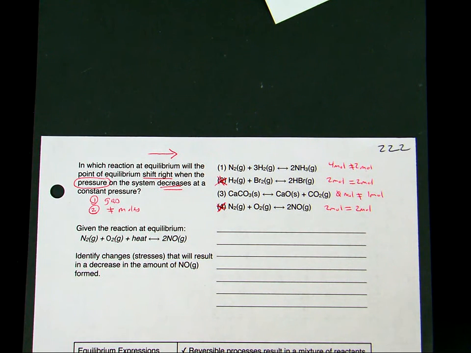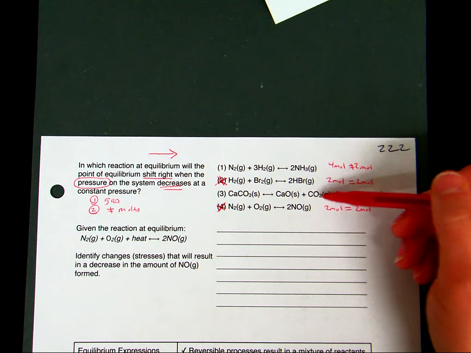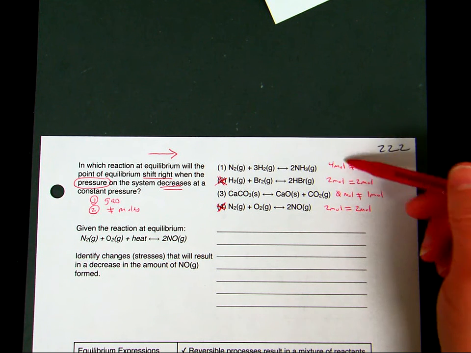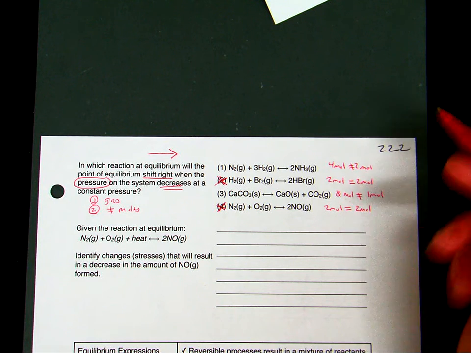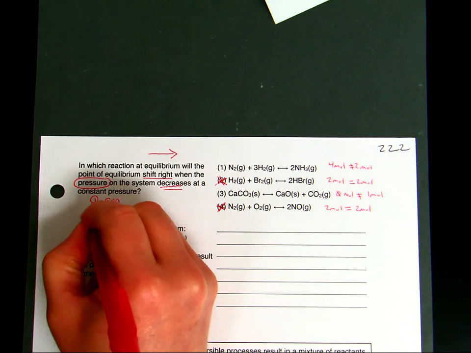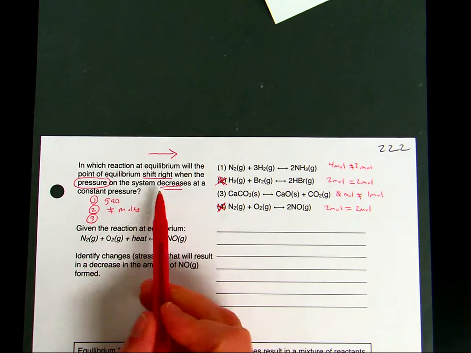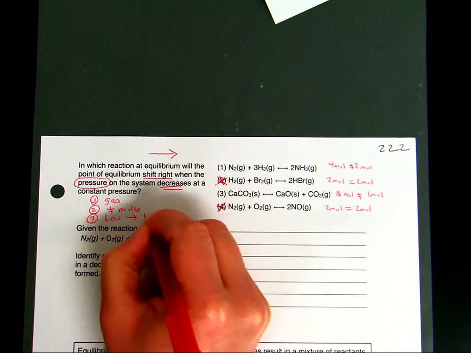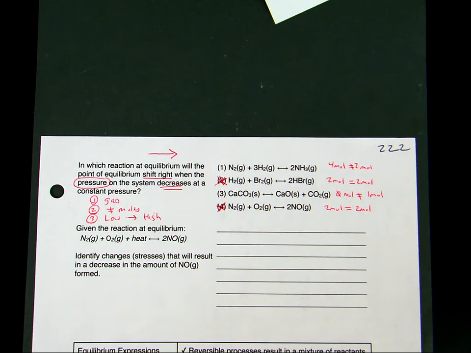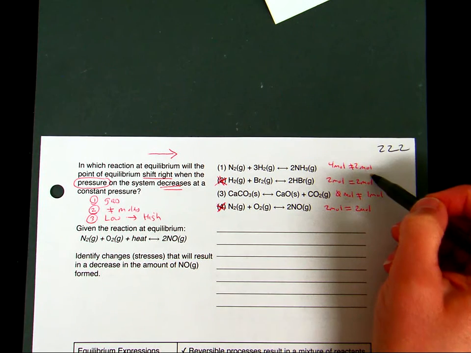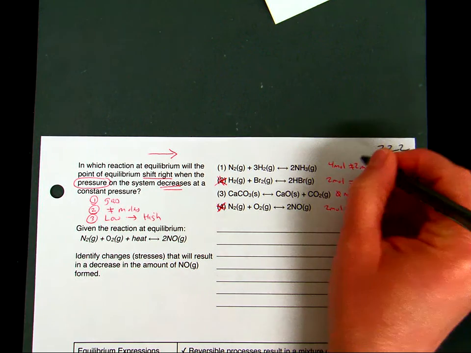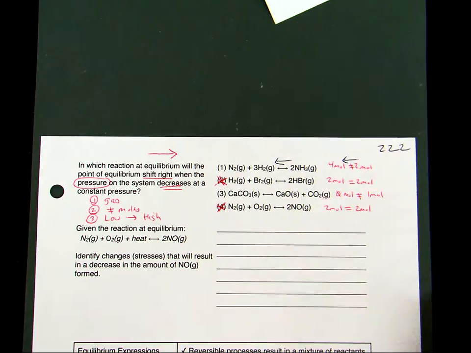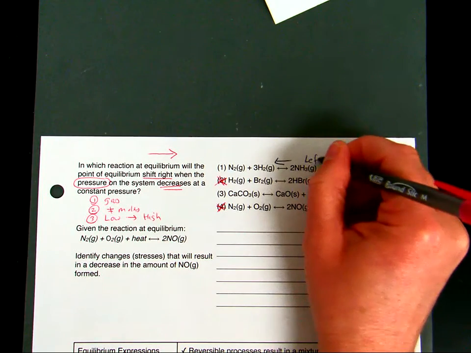Now, we know that in response 1 and response 3, we have at least one gas present and unequal moles, so pressure is a stress. The next thing to remind ourselves is that when you drop the pressure, the system will shift from the lower side of moles towards the higher side of moles. In response 1, we have 4 and 2. That means it wants to shift from 2 moles to 4 moles, so this system wants to shift to the left.